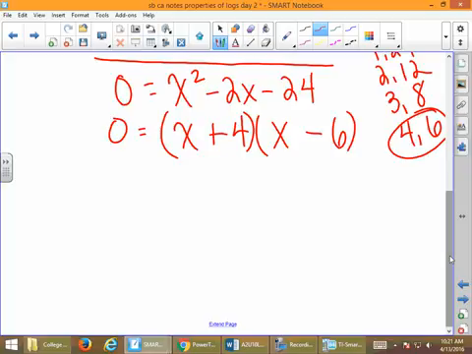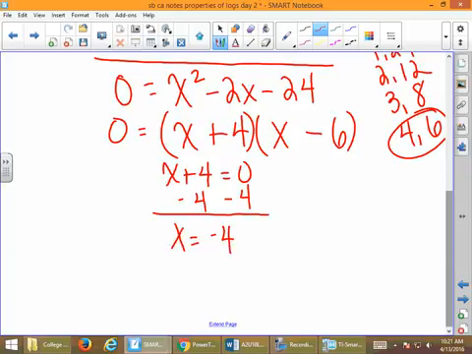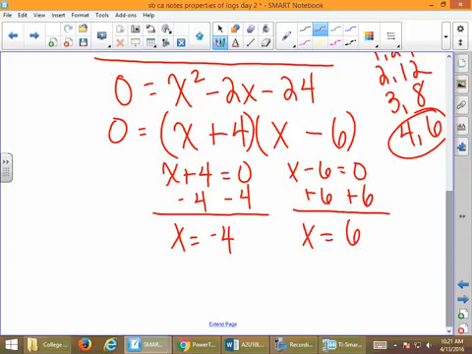And once again, I hope that you can tell me that the answer is x equals negative 4 and x equals 6. If you can't, x plus 4 equals 0. There's the x equals negative 4. X minus 6 equals 0. Get x equals 6. We still need to check for extraneous solutions.